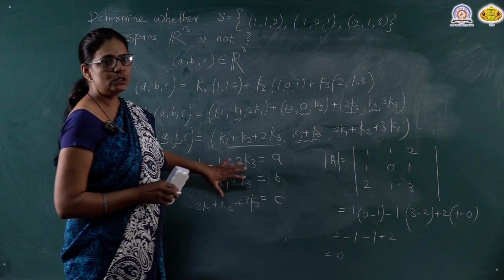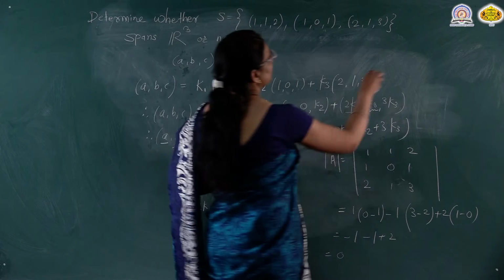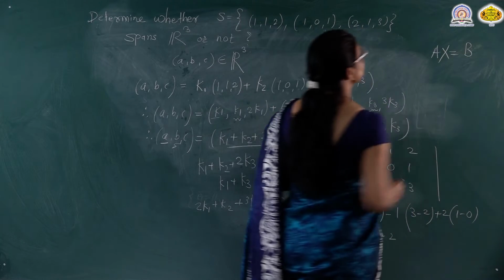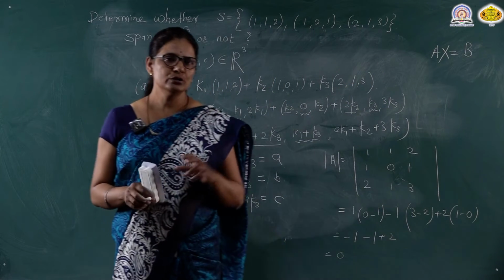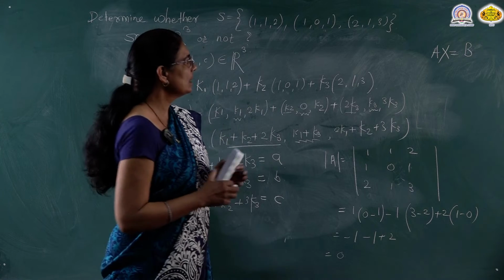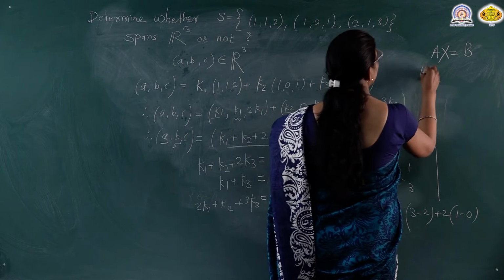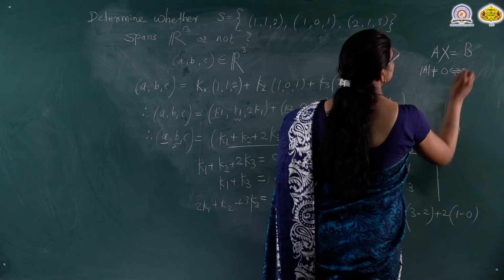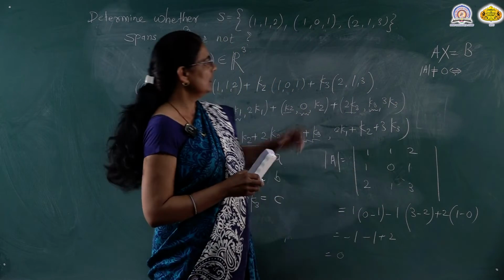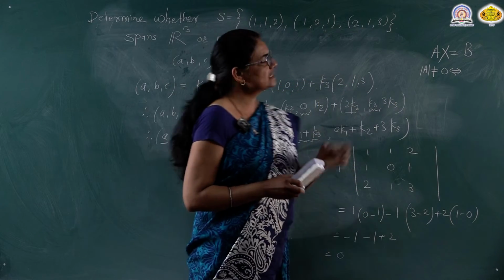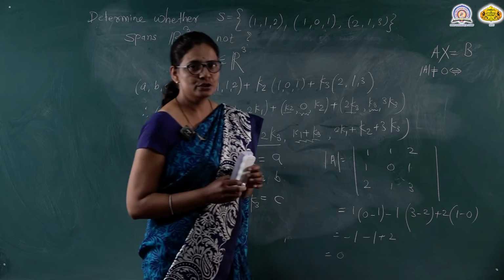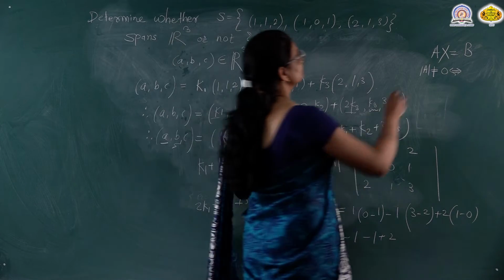Now observe, this is a non-homogeneous system, a system like Ax equals B. We know that for a non-homogeneous system Ax equals B, if the determinant of A is not equal to 0, then the system has a unique solution.